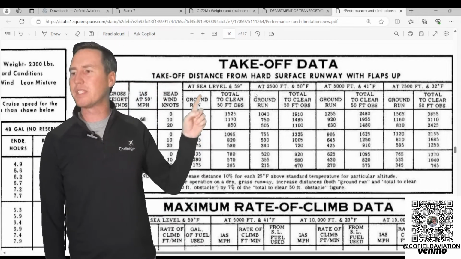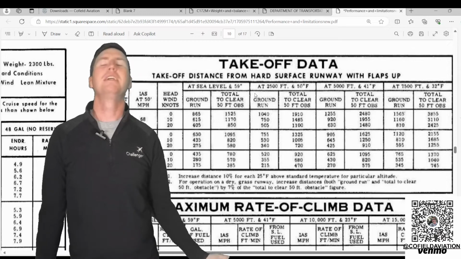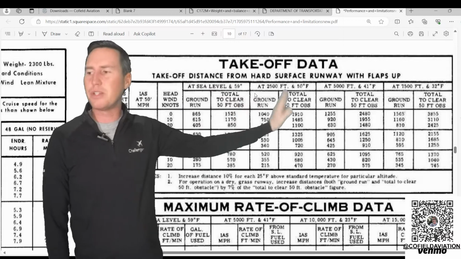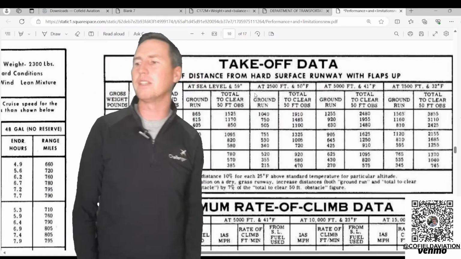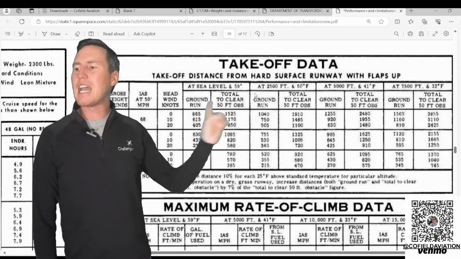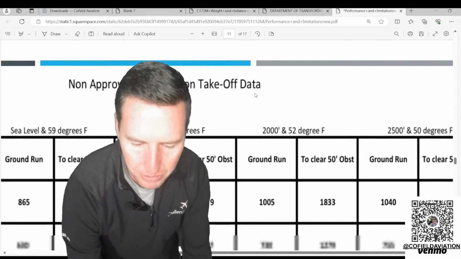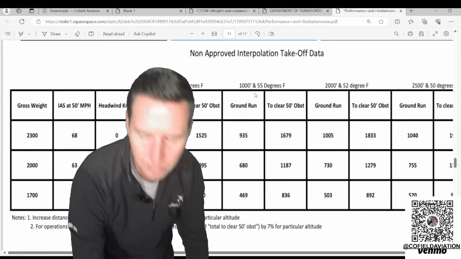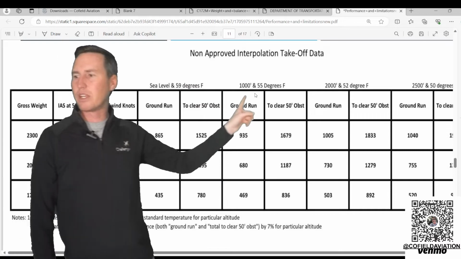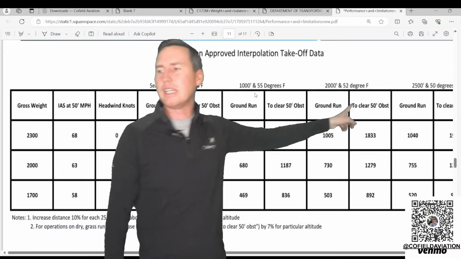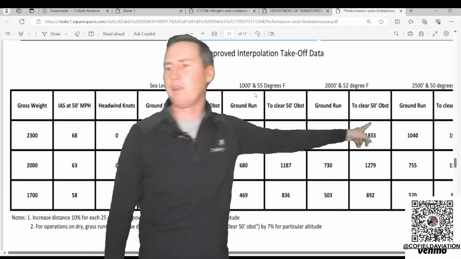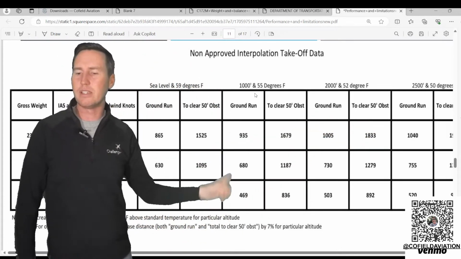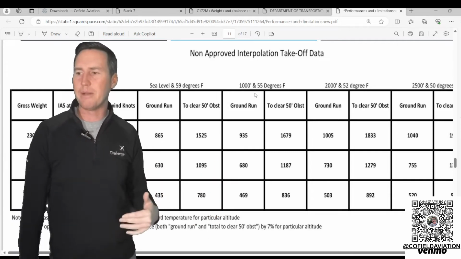All right. Well, look here. We have sea level and we have 2,500. It's like, come on. These charts are awful. The newer airplanes, they'll have sea level, 1,000 feet, 2,000 feet, 3,000 feet, 4,000 feet, and so forth. Okay. So I have created what I call a non-approved interpolation takeoff data that starts at sea level, goes to 1,000, 2,000, then ends where the chart picks back up at 2,500. Okay, this just makes it a little bit easier because I've already done the interpolation there.